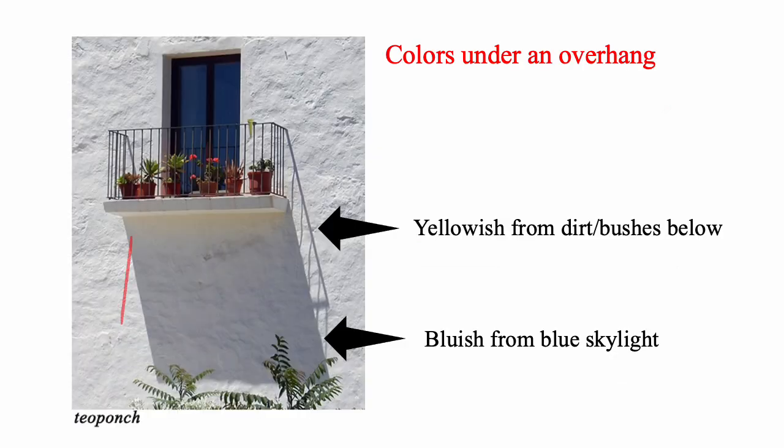Here's a shadow under an overhang, and most of the shadow is bluish from the blue skylight. That blue is sent all over the place, but we only see it in the shadows and the shade because in the sun, the sunlight is so strong that it eliminates any blue in the light area. This yellow is from dirt or bushes below that hit the underside of the overhang and then go to the shadow and then to our eye. So this area looks yellowish.